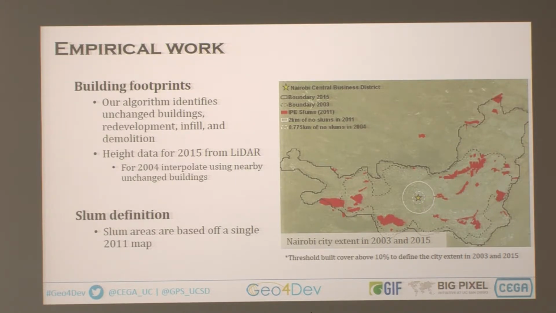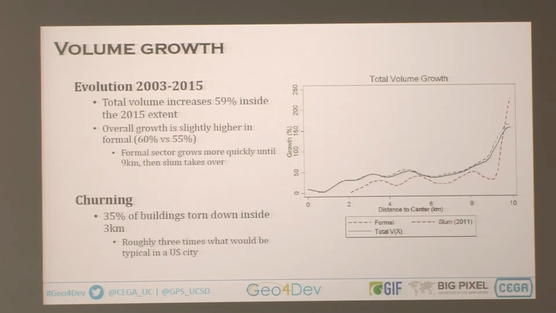Just some background on our data. We use these building footprints, and we've created an algorithm that determines, across two cross sections of footprints, whether each individual building has remained unchanged over time, has been redeveloped, is infill, or has been demolished. We use one single definition of slums because definitions are inconsistent across time. So all the changes we talk about are on the intensive margin of this slum map.